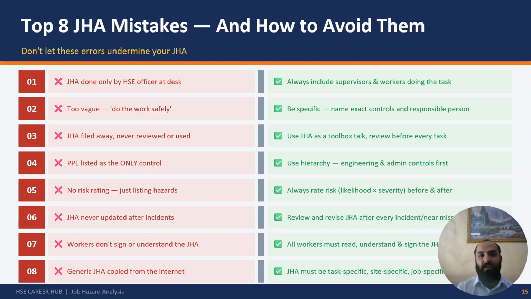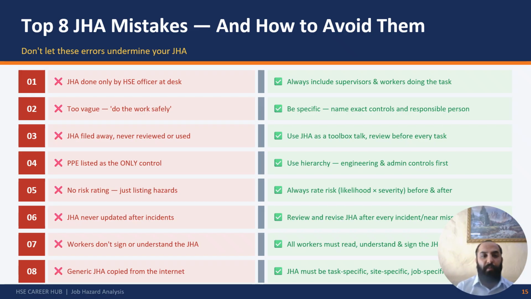Mistake 3. The JHA is done once and filed away forever. I call these drawer JHAs. Nobody reads them, nobody uses them. They just exist on paper. A JHA should be read out to the workers. They should be involved in it every single time before the task begins. That's called a toolbox talk, and it takes 5 minutes. 5 minutes that can save a life.